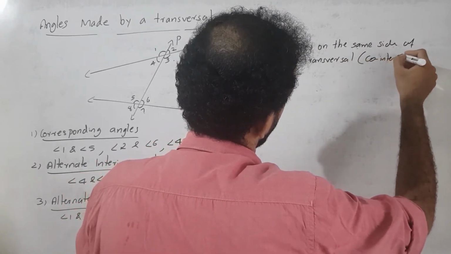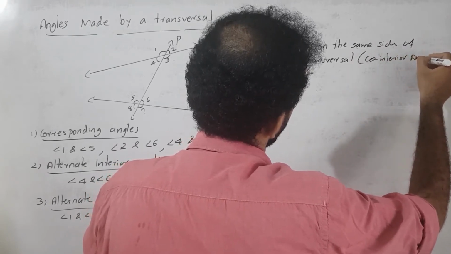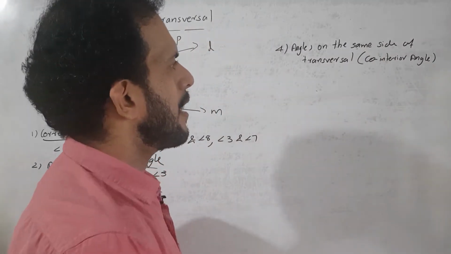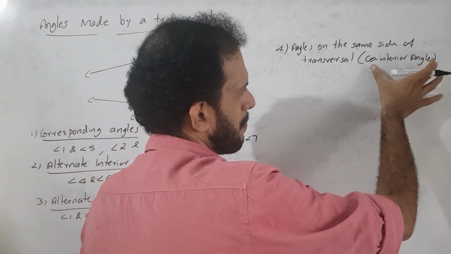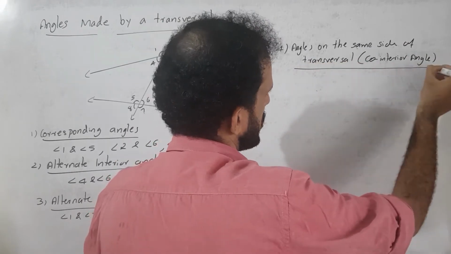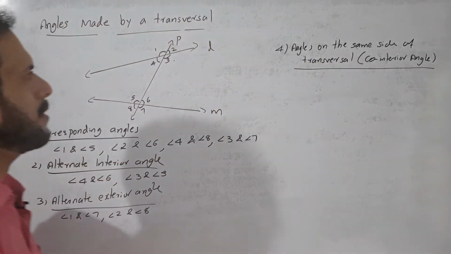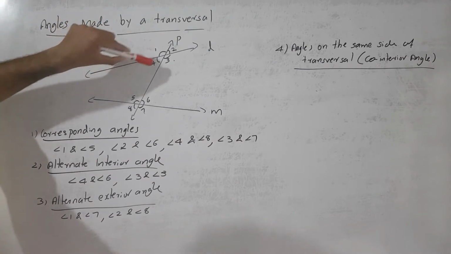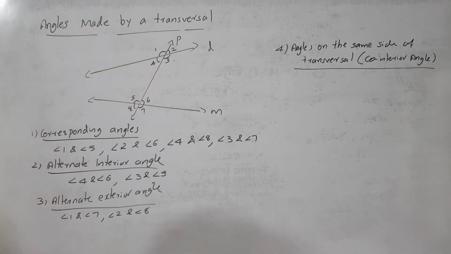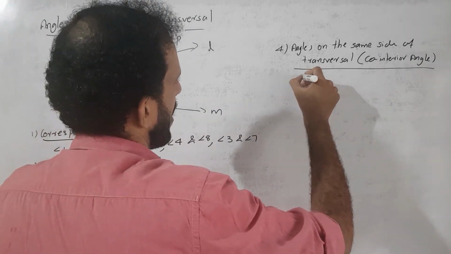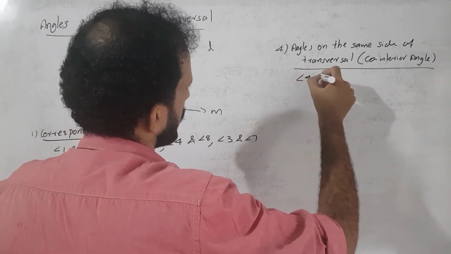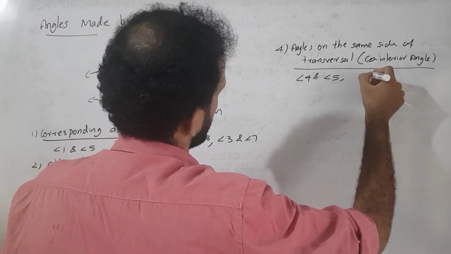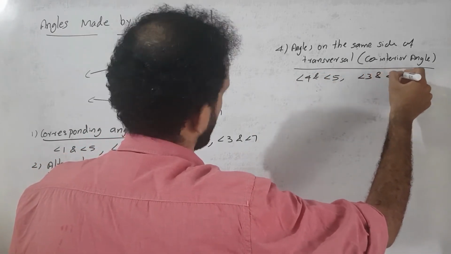Co-interior angle. In your textbook we use the name angles on the same side of the transversal, but I think it is better to learn co-interior angle. What are the co-interior angles? The positions 4 5 and 3 6: angle 4 and angle 5, angle 3 and angle 6.